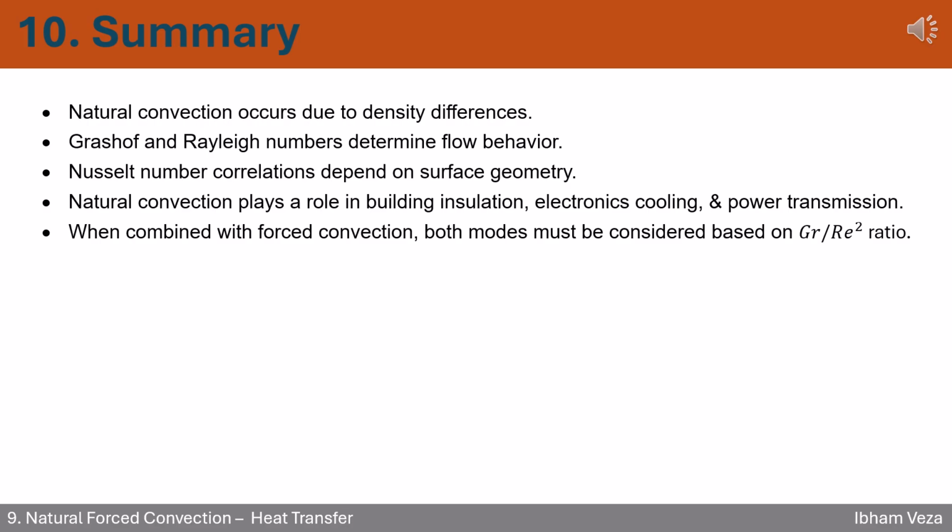In engineering, natural convection shows up in insulation, electronics cooling, and even power systems. But when forced convection is present, you can't ignore it. Always check the Gr over Re squared ratio to see which mode dominates. Understanding this balance helps you design more efficient and effective thermal systems.